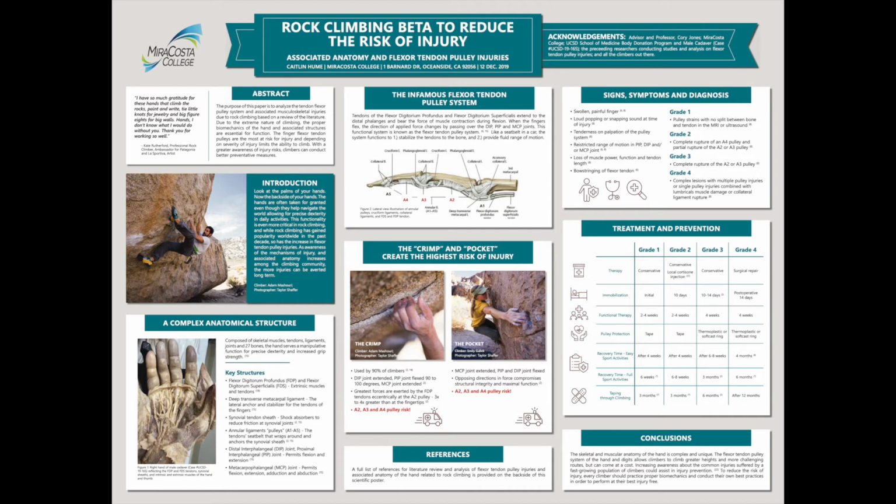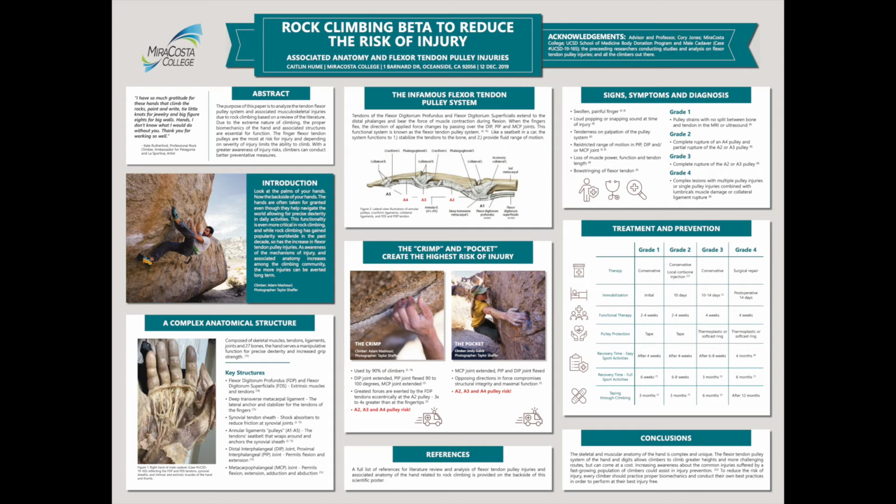injury. Grade 4 injuries include complex lesions with multiple injuries to the pulley or single pulley injuries combined with lumbrical muscle damage or collateral ligament rupture. The main signs and symptoms of flexor pulley injuries typically reveal a swollen, painful finger, bruising, and localized tenderness on palpation of the system. As a result, there's a loss of muscle power, function, and length of the tendon. The patient also reports a loud snapping or popping sound at the time of injury.